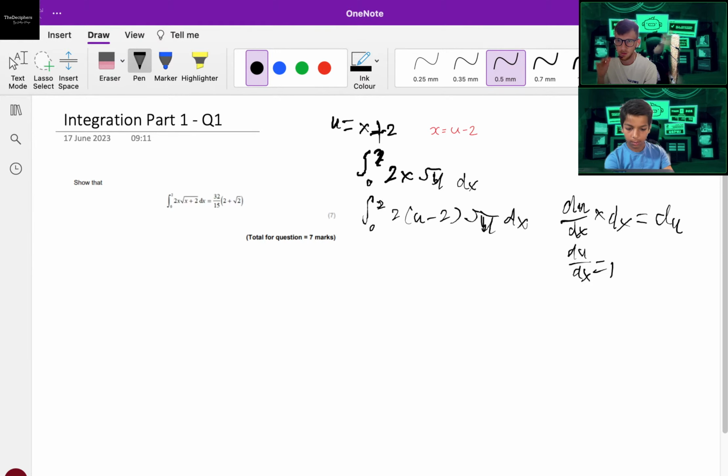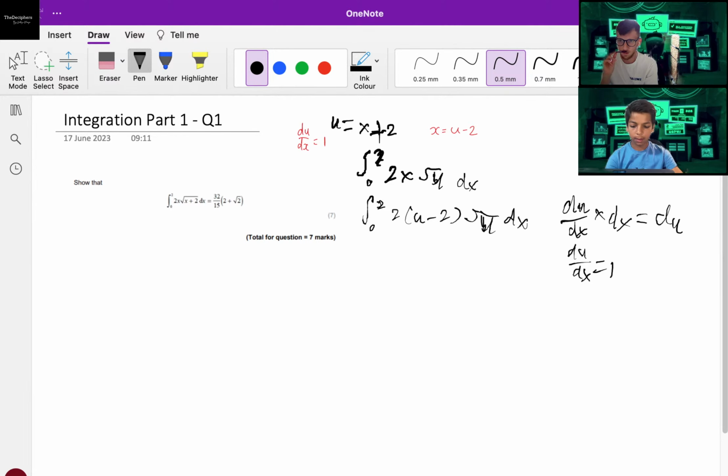So it's always good to differentiate it as well. Once you've written down u as a function of x, it's good to write down x as a function of u and to actually write down what du/dx is, which in this case is just 1.